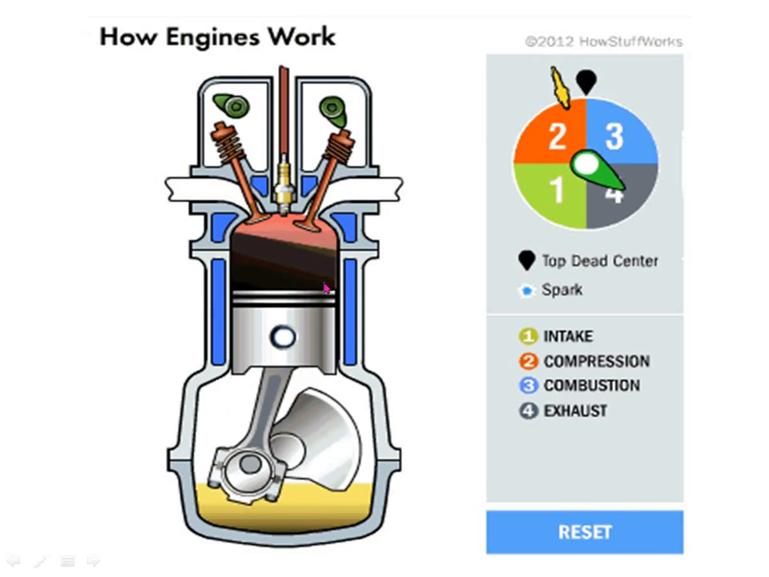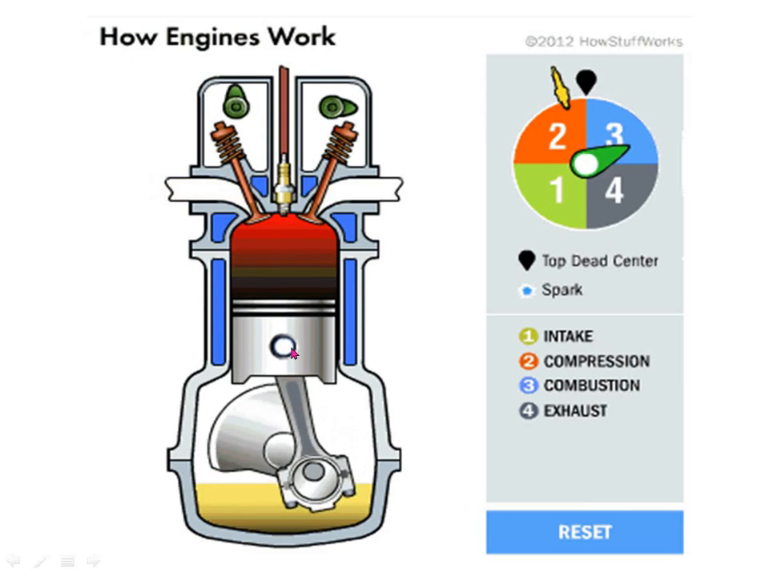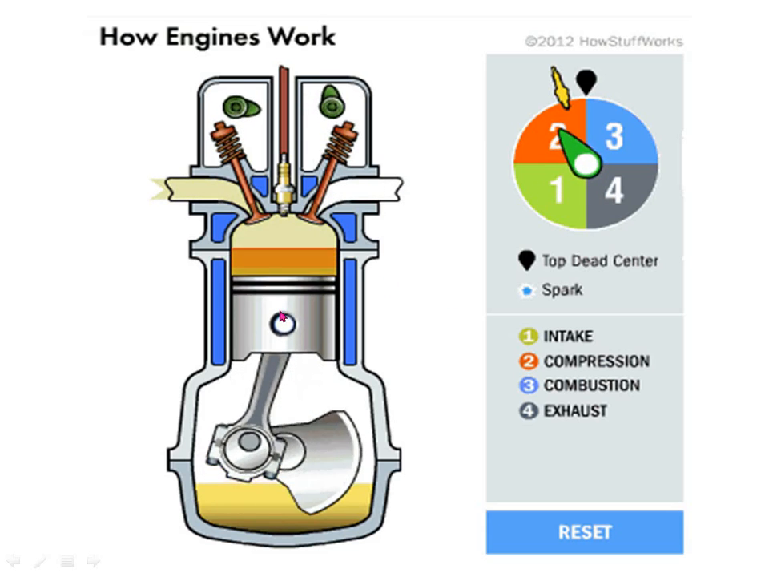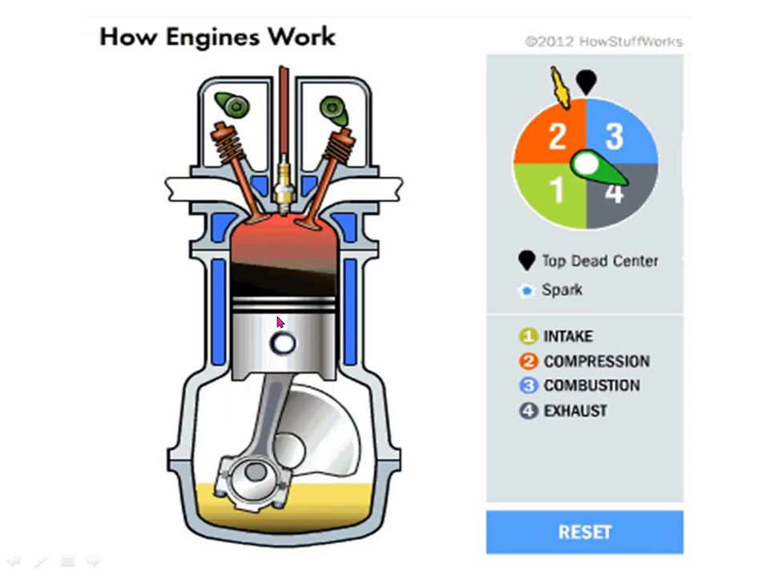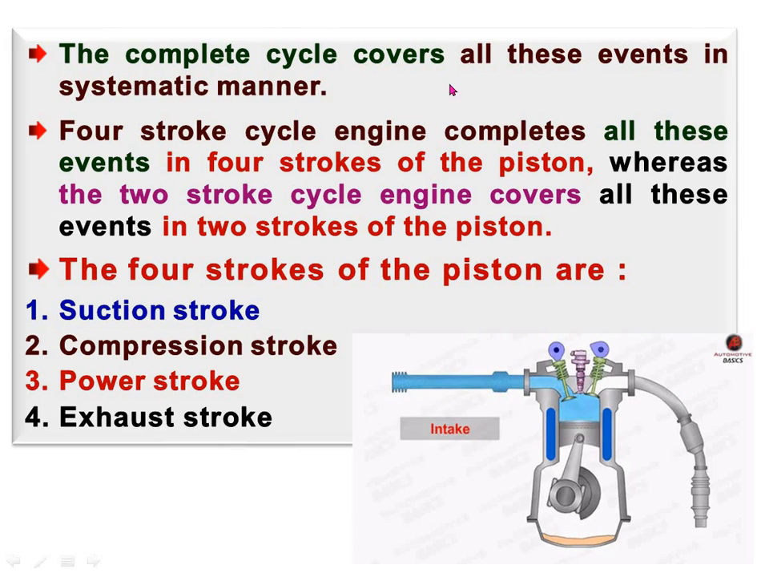See, this is the 4-stroke diesel engine in which 4 strokes take place. Simply, this is the intake stroke or suction stroke, this is the compression stroke, this is the power stroke, and this is the exhaust stroke. The complete cycle covers all these events in a systematic manner. A 4-stroke cycle engine completes all these events in 4 strokes of the piston, whereas the 2-stroke cycle engine covers all these events in 2 strokes of the piston.